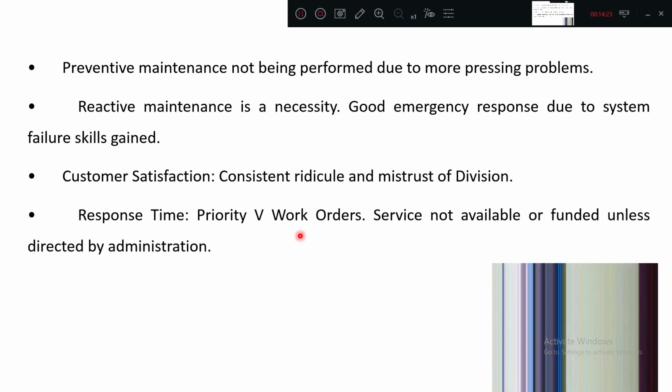Response time, generally priority 5 work orders are given. Service not available or funded unless directed by administration. Means what? Response time here is very large. Means more than 1 year also you can go. Service not available means you don't get it repaired within a required time. Funded unless directed by administration.